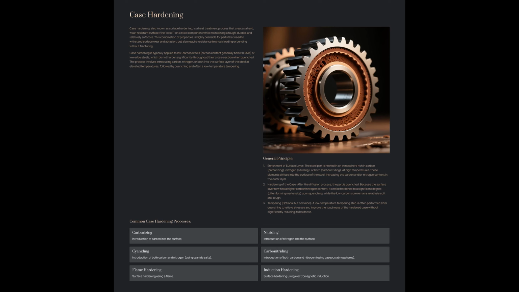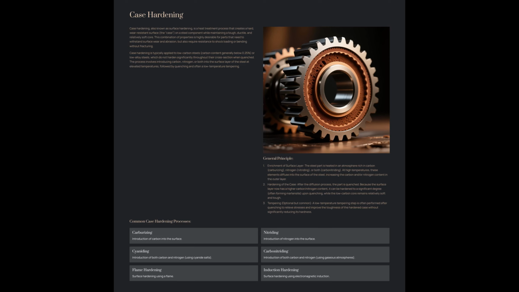Advanced methods for case hardening. Key characteristics. Purpose: create a hard, wear-resistant surface with a tough ductile core. Application: low carbon steels and low alloy steels. Mechanism: diffusion of carbon and/or nitrogen into the surface at high temperatures, followed by quenching. Advantages: high wear resistance, good toughness, cost effective.